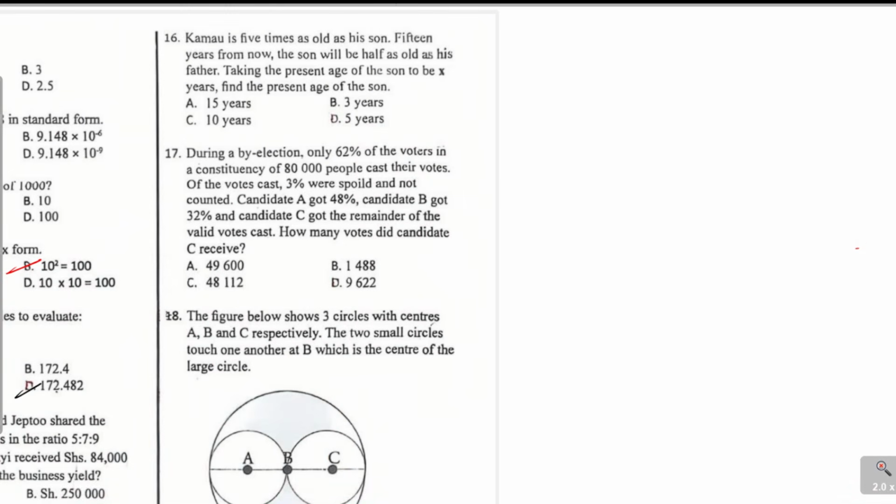Question 16. Kamau is 5 times as old as his son. 15 years from now, the son will be half as old as his father. Taking the present age of the son to be X years, find the present age of the son. So let us solve that question. So we have the age now, and the age in 15 years time. So let us make this small table here.